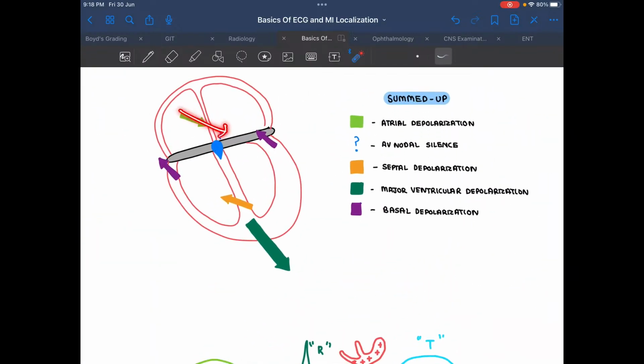So this is the atrial depolarization vector moving from the right-hand side toward the left-hand side and from upwards toward downwards. That's the first one. Then we're going to have the AV nodal silence due to the AV nodal tissue. Then we have the septal depolarization vector, which moves from the left towards the right and from down towards up. Then we have the major ventricular depolarization vector, which moves downwards and leftwards. And sometimes we also represent the basal ventricular depolarization vector, again from downwards towards up and towards the right-hand side.